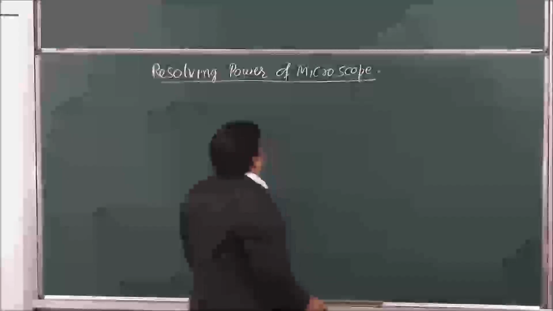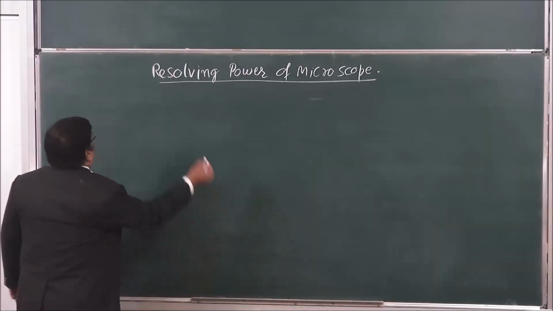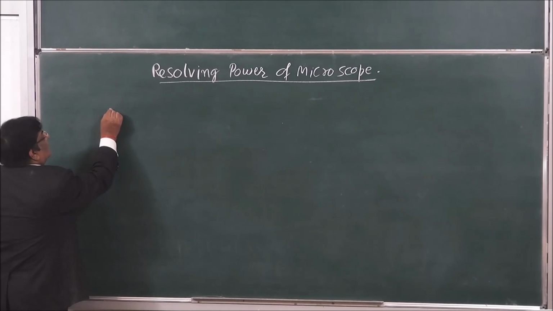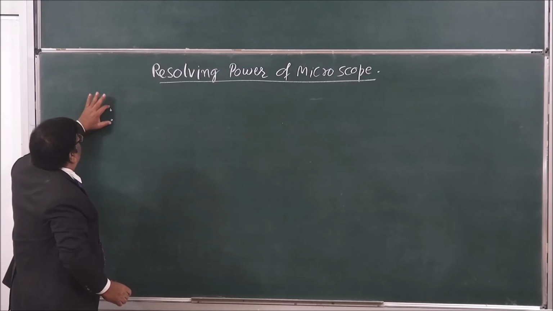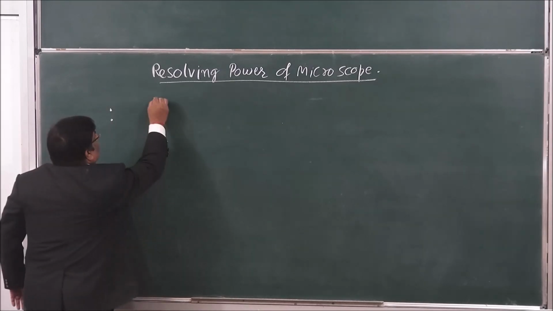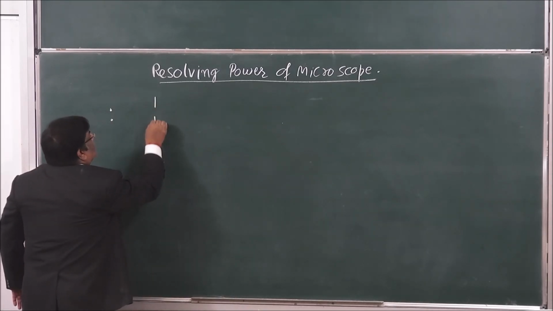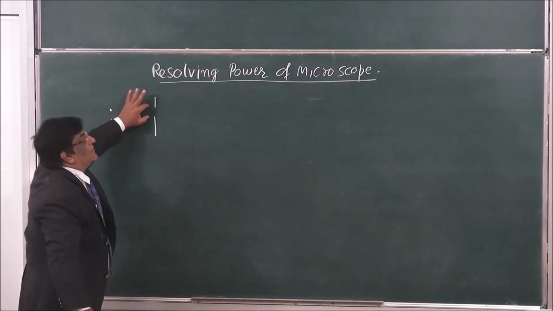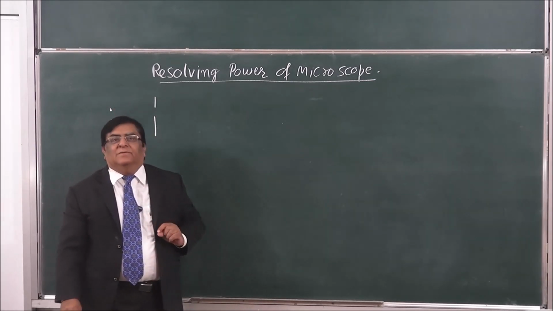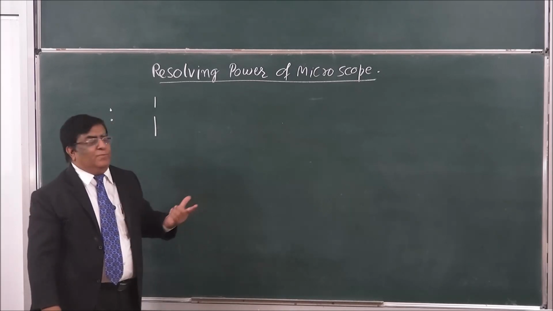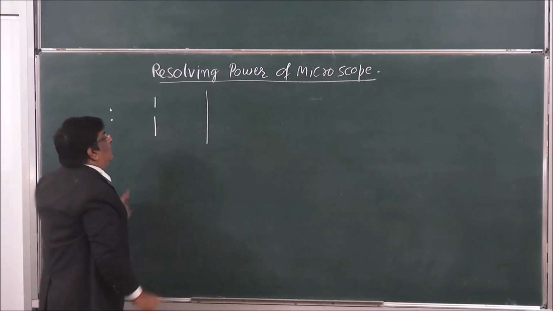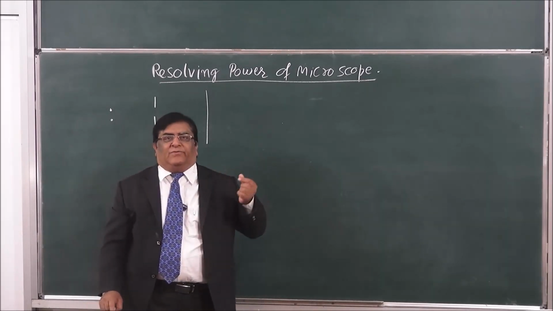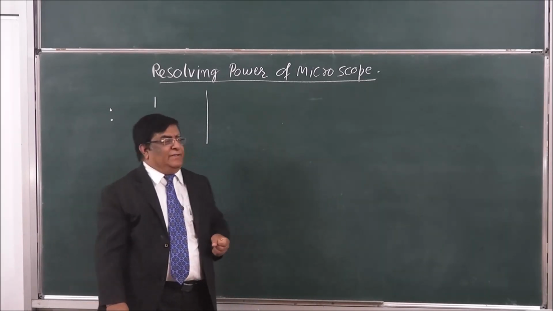We have studied about resolving power. There are two particles here. These are the sources of light, and I want to see them separate. This is the opening of an instrument. This instrument may be our eye, a microscope, or a telescope. And here is a screen. This screen may be the screen of the microscope, telescope, or retina of our eyes.